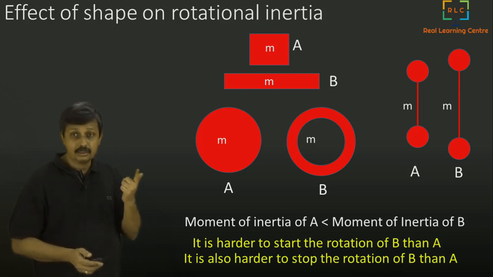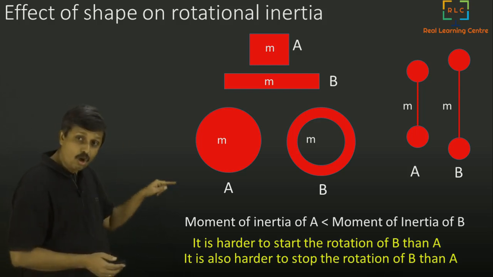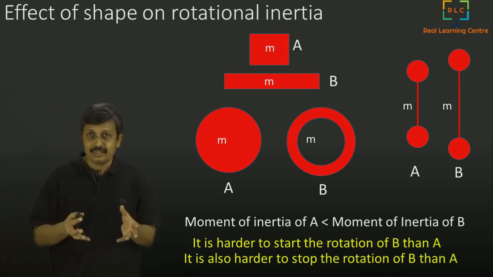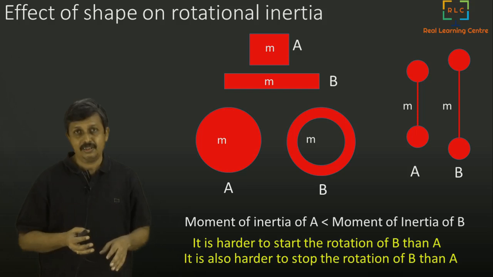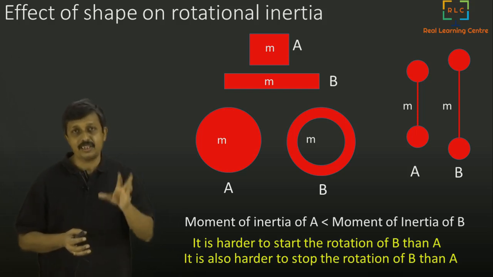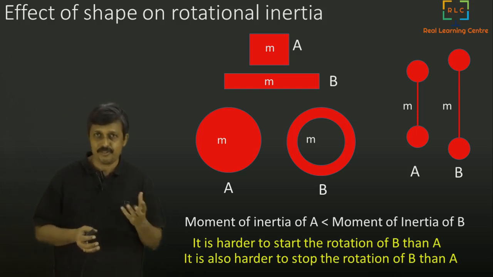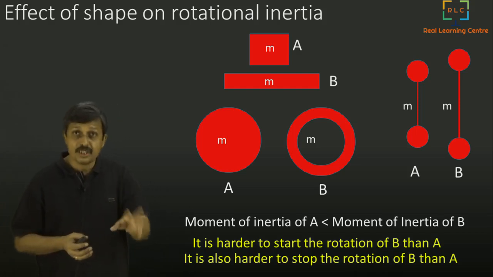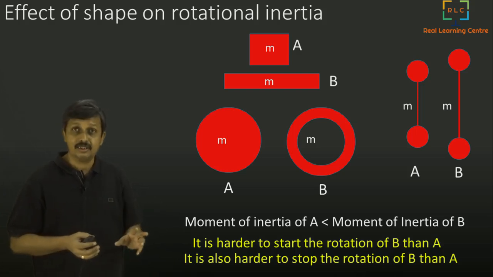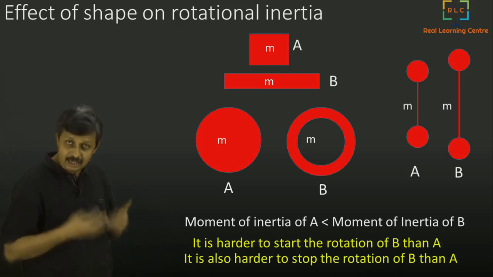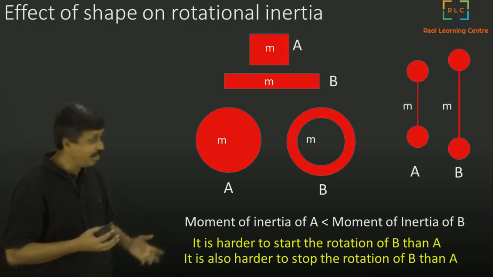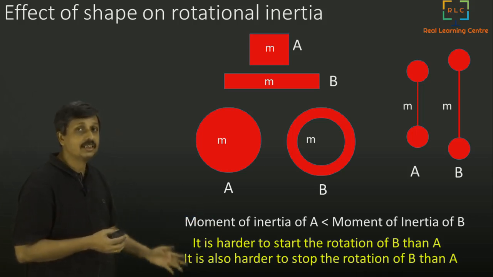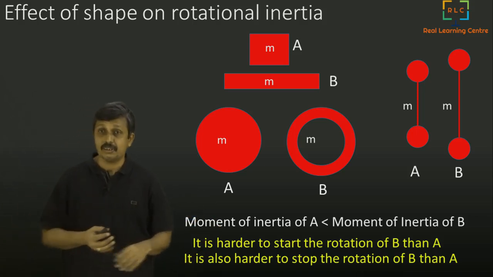Not only is it harder to start, it's also a little bit harder to stop, because inertia is something which basically resists the change of state. That means if something is already moving with a certain rotational velocity, it will continue to move. To stop that you need an opposite torque, and that torque is harder to apply to the one which has higher moment of inertia. So B is a little harder to stop. It's harder to start, harder to stop. So that is B and not A.